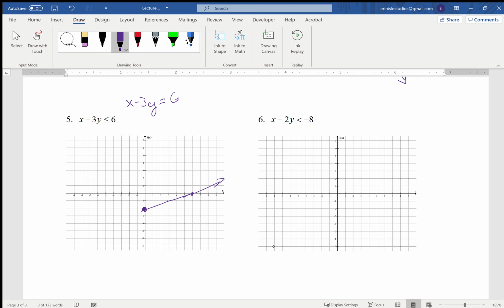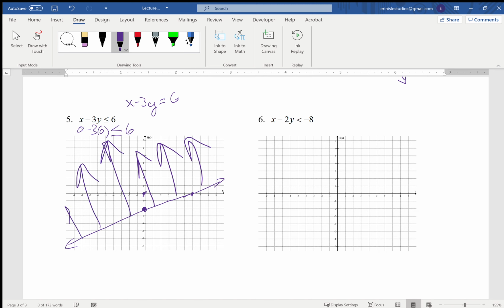Yes, it does have an equal sign, so I do use the solid line. All right, we're going to test 0, 0. So 0 minus 3 times 0 less than or equal to 6. Is 0 less than 6? No. Oh, yes, sorry. Yes, it is. So we shade the side that does have it. All right. Creative little arrow there at the bottom.